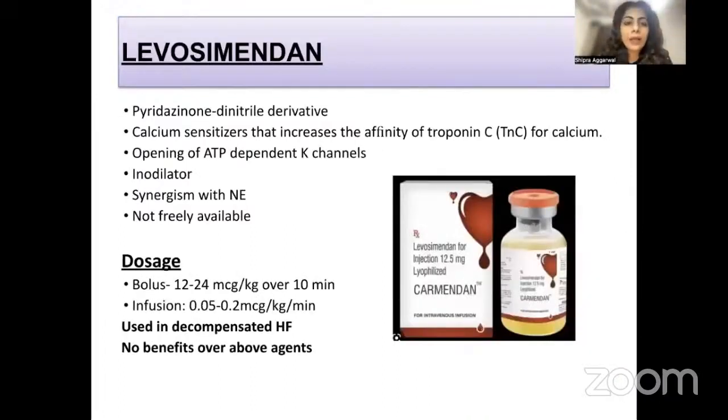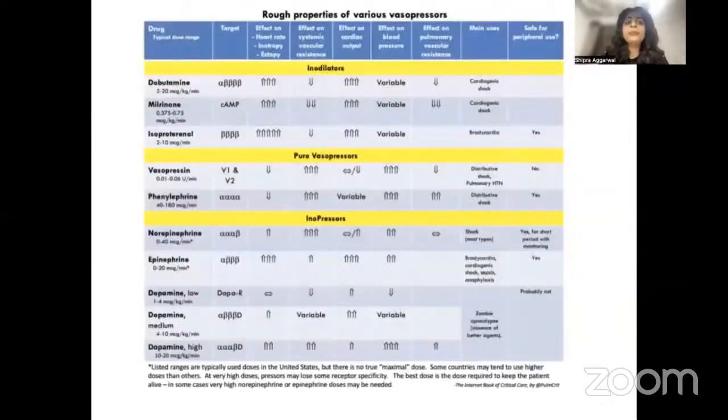Levosimendan is basically a calcium sensitizer that increases the affinity of troponin C for calcium. It also acts by opening of ATP-dependent potassium channels. It's an ionodilator. First of all, it is not very freely available, and also there are no added benefits of its use over and above the other agents. So it is not of much clinical significance.